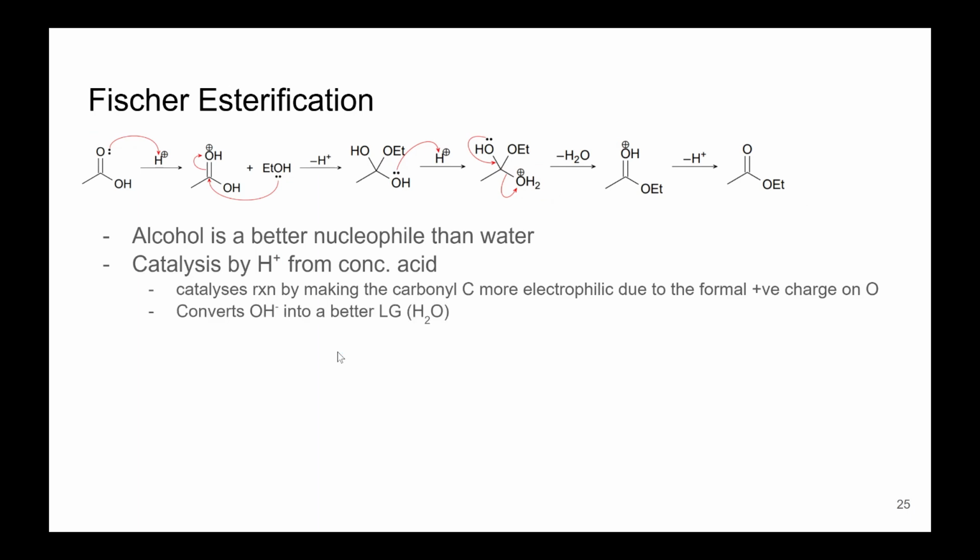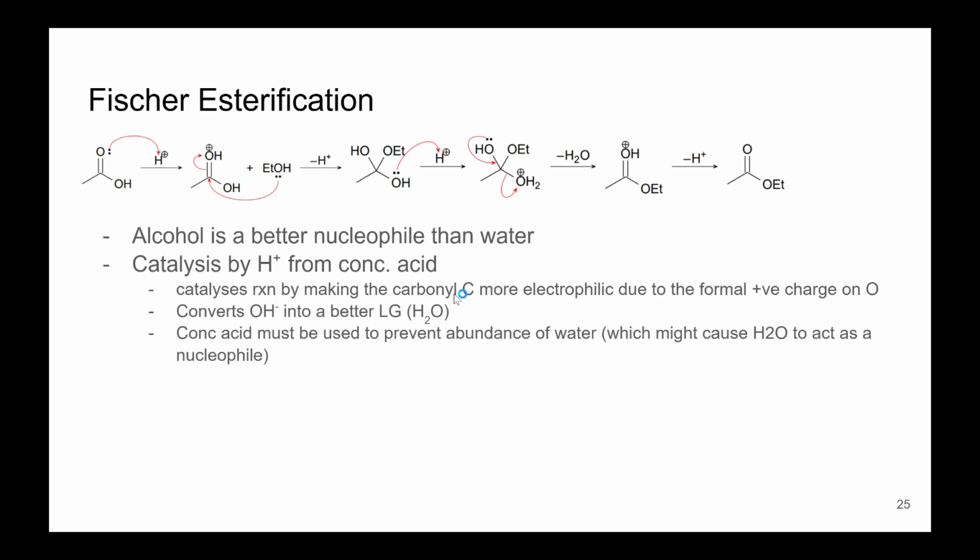And yeah, so the H plus first makes the carbonyl carbon more electrophilic by protonating the carbonyl oxygen, and secondly, it makes the OH minus into a better leaving group. So remember, uncharged species are usually better leaving groups than negatively charged species.